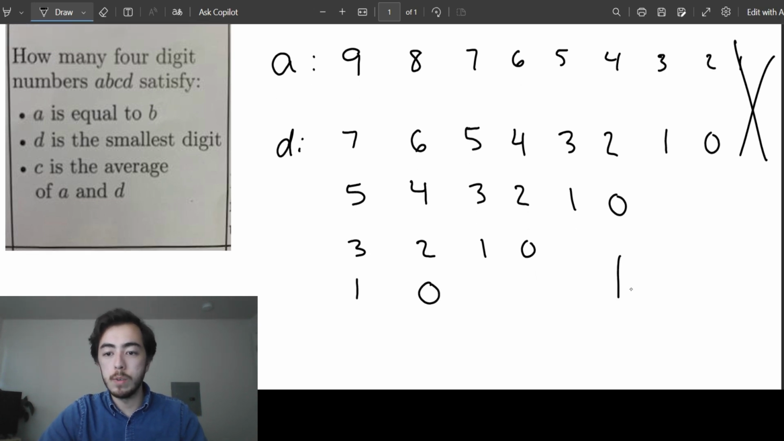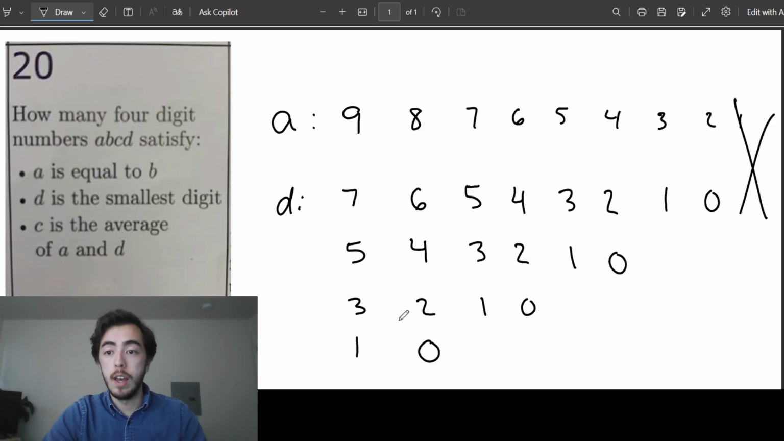And then finally, once we reach A equals 1, I think we actually don't have any numbers out of this. Because if A is 1, then B is 1. And if D is the smallest digit, then it has to be 0. But I can't average 1 and 0 and get a whole number digit for C. And so I don't have any valid 4-digit numbers out of that condition.